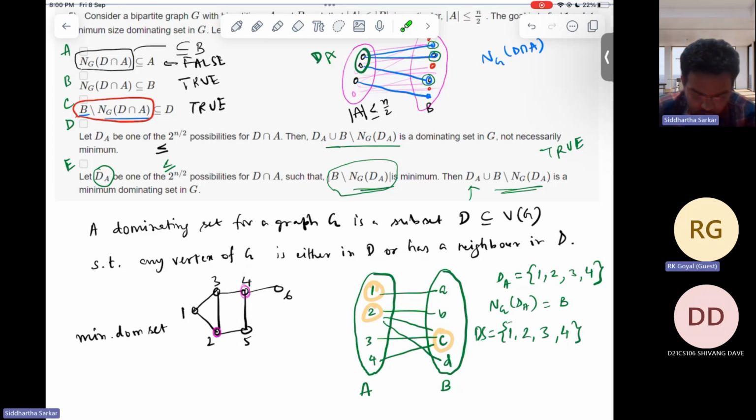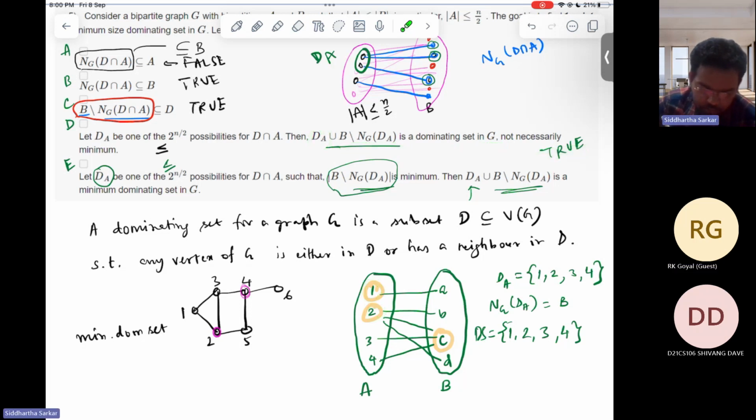You have to take the neighbors. You have to take 1, 2, and the neighbors of 1, 2. You don't have to take the neighbors. We made a mistake, it looks like. So we earlier said that this is true. We said that take any subset of A. So 1 and 2 is a subset, and take the union of this with B minus neighborhood of DA. So that is a dominating set. We said that is probably not right. So I think this is not right.